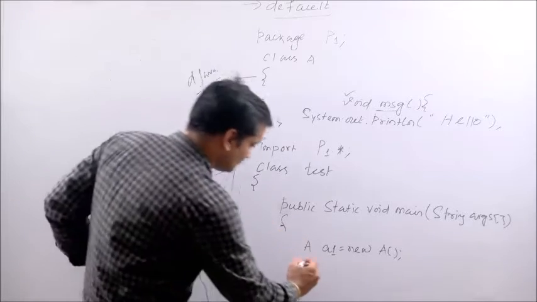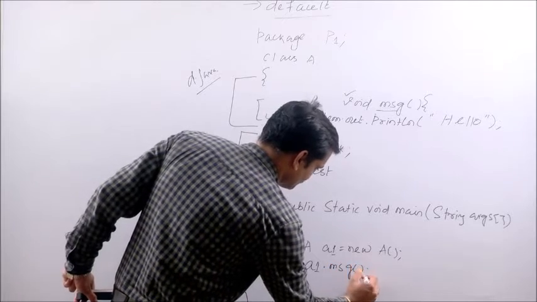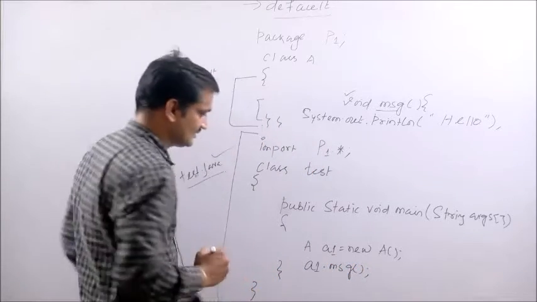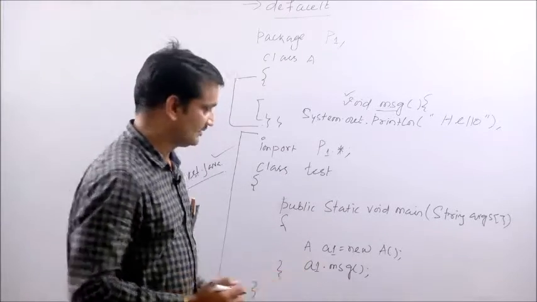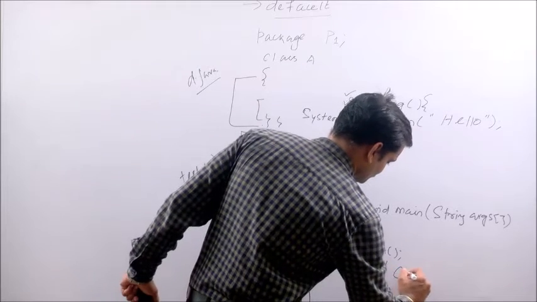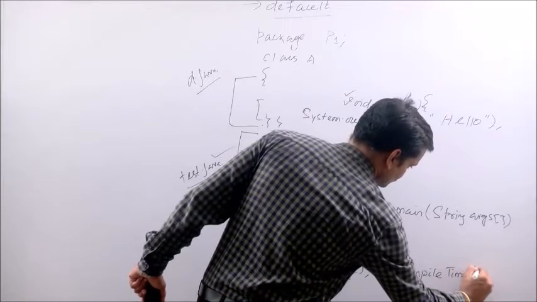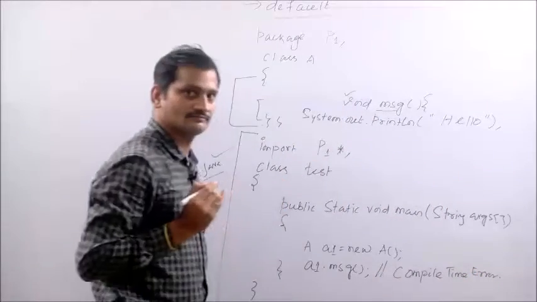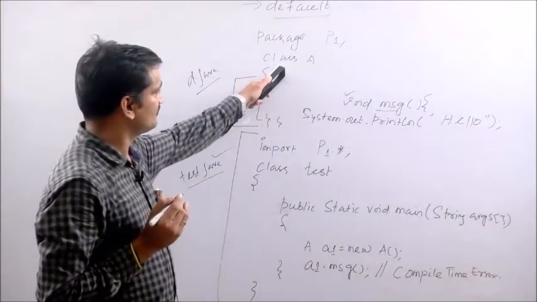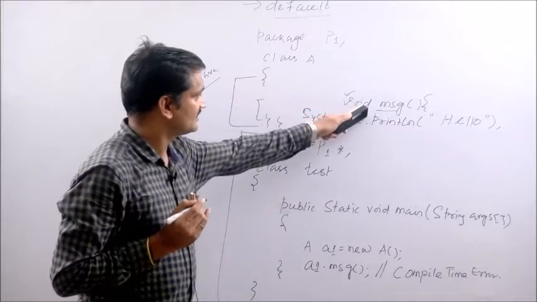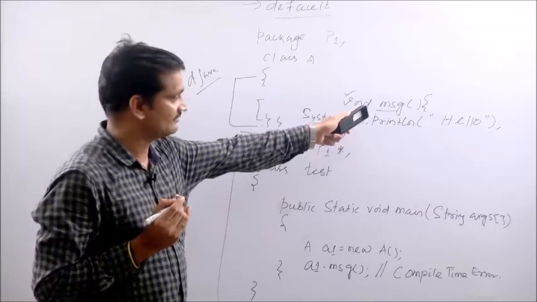We import P1 here to this program test.java. So, we can create one object, but if you try to access this member MSG, if you call the method MSG here, then this will give you a compile time error. Because now you are going to access this method outside of the package. The package is P1. This method is defined with the default access specifier because there is no access specifier mentioned.